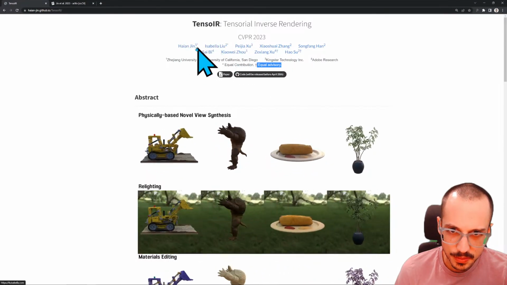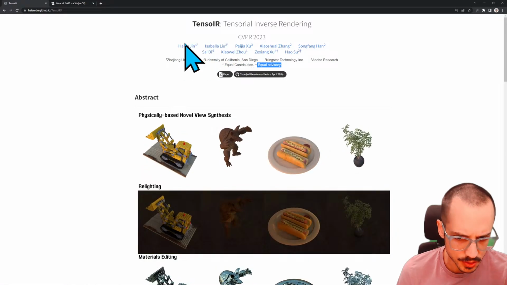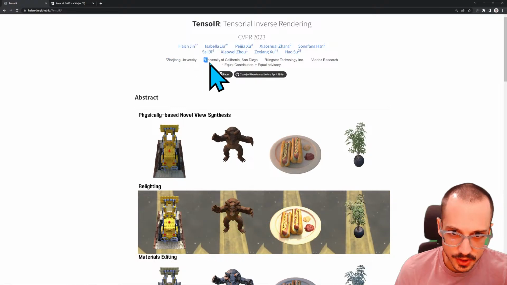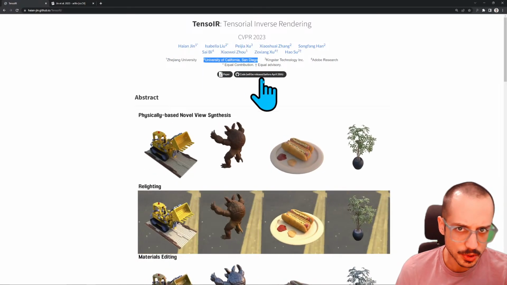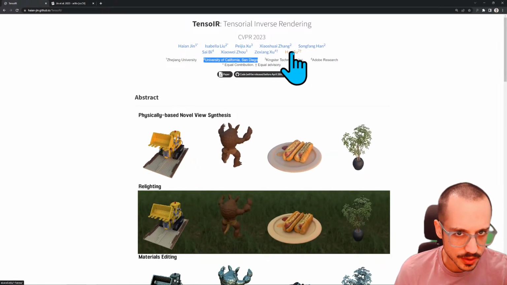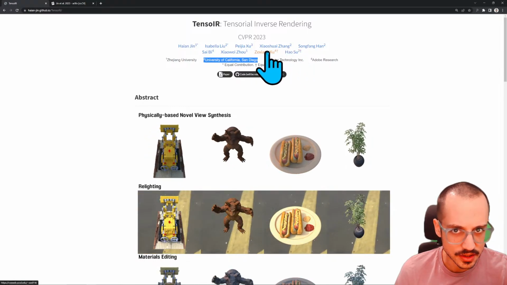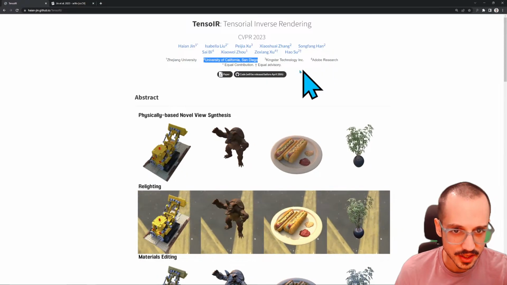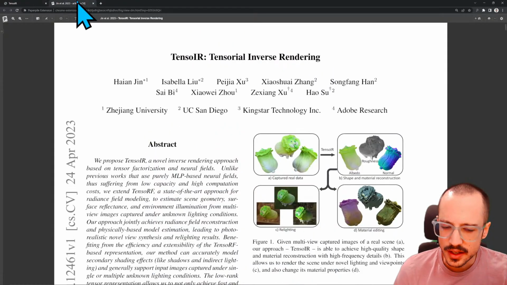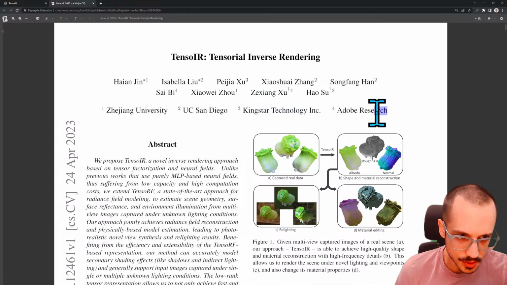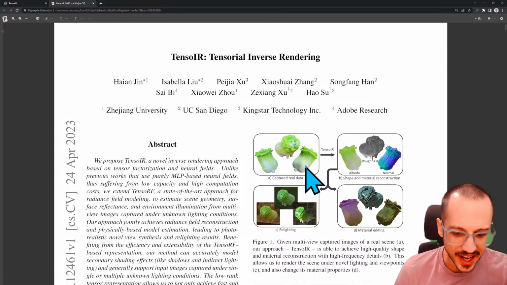You see how the two people who contributed, the first two authors, who are usually the people who did the work, are from Zhejiang University and University of California, San Diego, with equal contribution. I'm like, okay, it's a little weird. Why do they feel the need to say that? And then equal advisory as well for two different institutions: University of California again, Adobe Research, and also Kingstar Technology. So it seems like these two universities and two companies are vying for control of this paper.